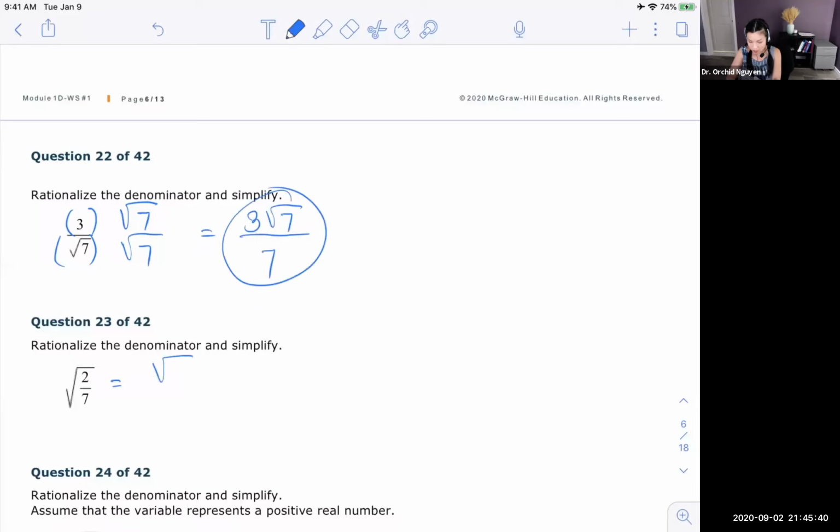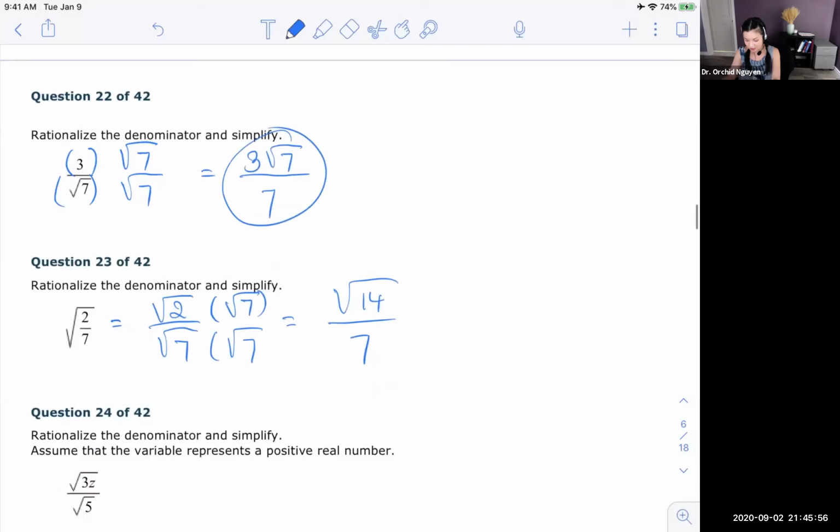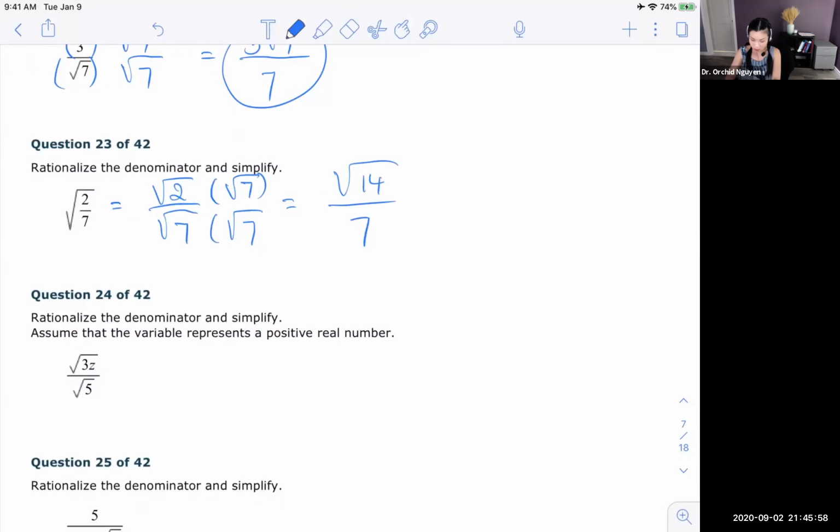Over here, you kind of have to break the fraction first, and then from there, once again, we multiply by square root of 7 over square root of 7. So we end up with square root of 14 over 7, and we're done. Okay, same thing over here. You multiply top and bottom by square root of 5.